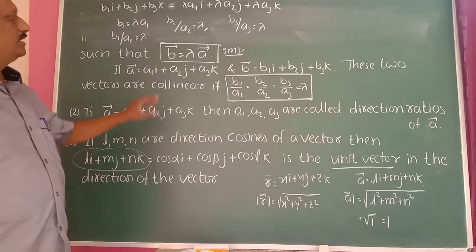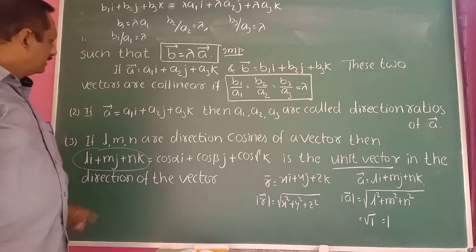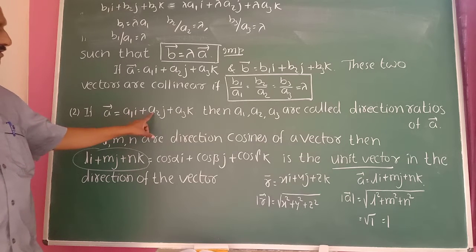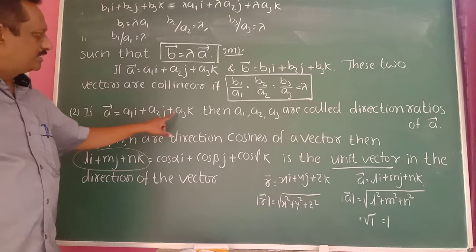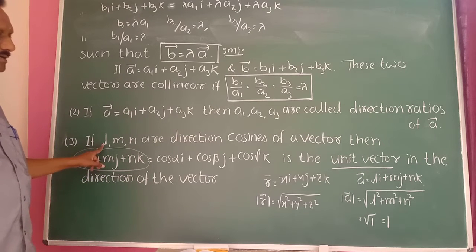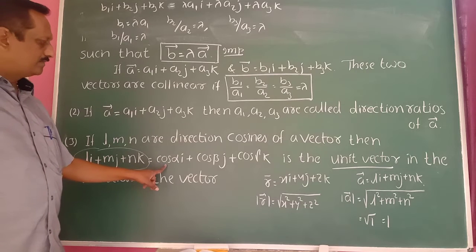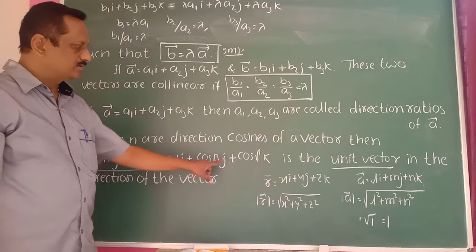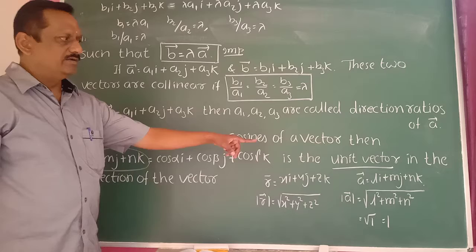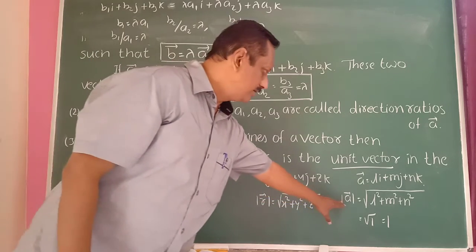So two vectors are collinear if this condition is satisfied. If a bar is equal to a1i plus a2j plus a3k, a1, a2, a3 are the direction ratios of the vector. If l, m, n are the direction cosines, then li plus mj plus nk, or cos alpha i plus cos beta j plus cos gamma k, is always a unit vector in the direction of the vector because its magnitude is 1 unit.